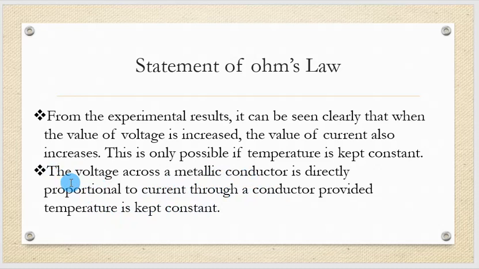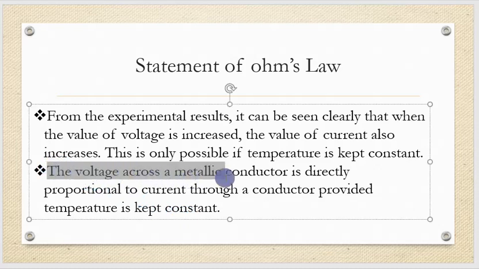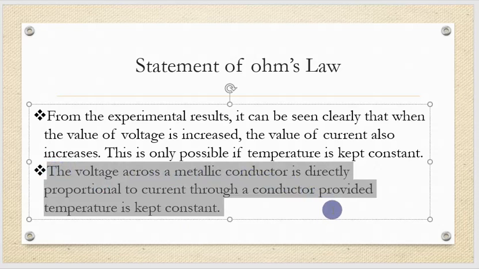It's very important in your stating of Ohm's law that you do not leave out this part that says provided temperature is kept constant, because once temperature is not kept constant, then voltage may not be directly proportional to current, and the graph may be distorted, may not come out as a straight line that is rising. So this statement is what we call Ohm's law. So please take note of what Ohm's law is.